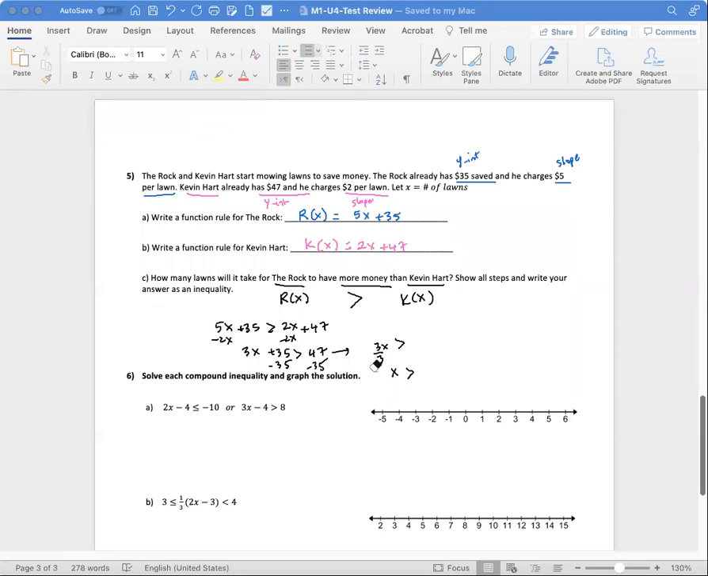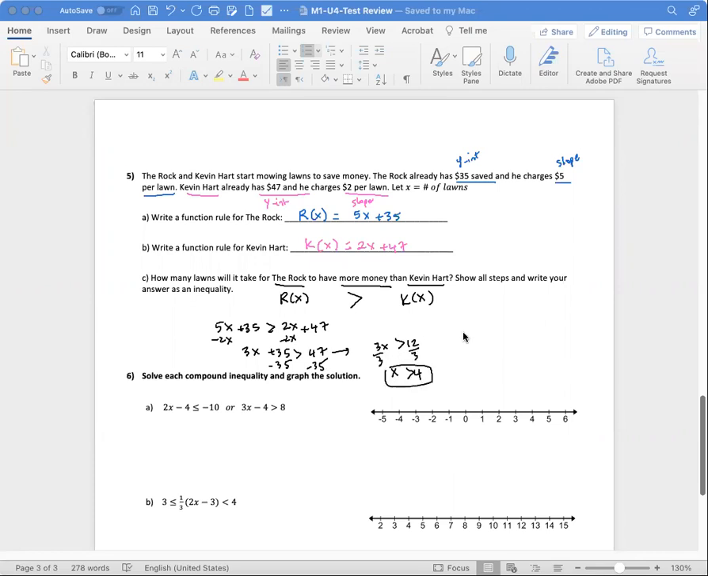That's not an 8. That should be a 12. See, I made a mistake subtracting. So 47 minus 35 is 12. I'm thinking 37 minus 45, which is negative 8. So 47 minus 35 is 12. So you get 3x is greater than 12. Divide by 3, you get x is greater than 4.